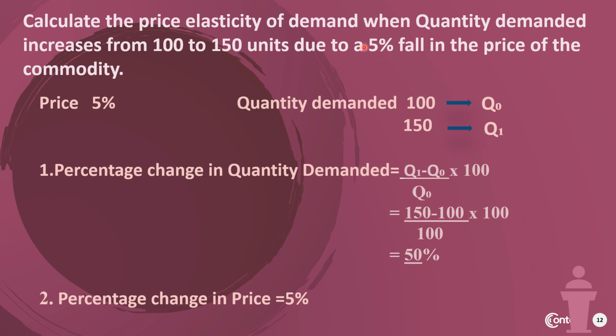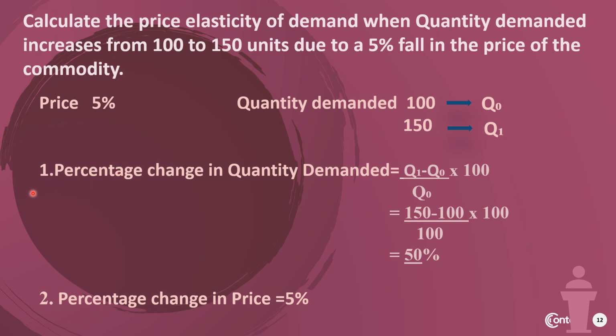What we have been given is the percentage change in price this time. So we write it out. Percentage change in price is 5%. Now from the worded problem, we have to pick out which is the original quantity demanded and which is the new quantity demanded. So what indicates that to you? It increases from 100. So from 100 it goes to 120 units. That means 100 is the original quantity demanded and 150 is the new quantity demanded. So I've written it out here. Q0 is 100 and Q1 is 150.